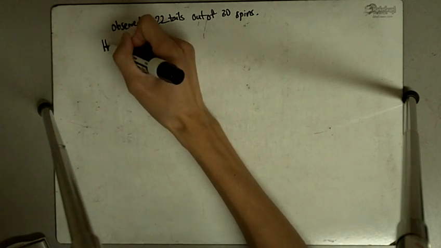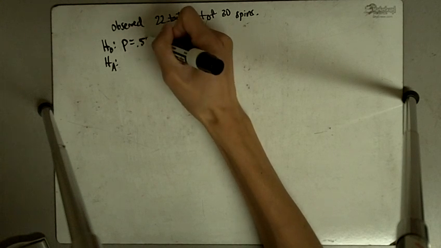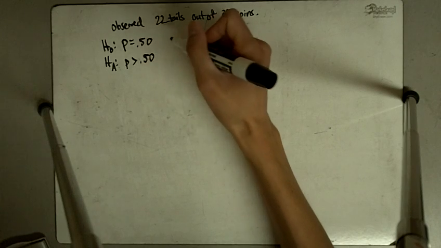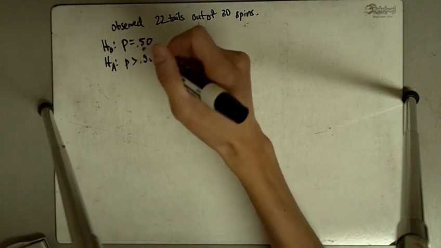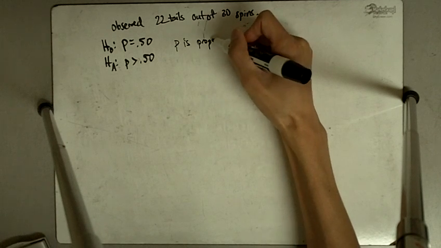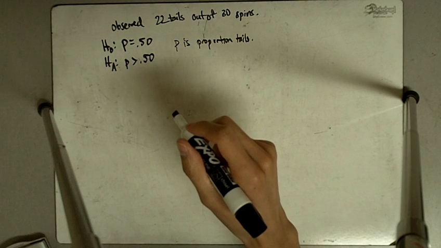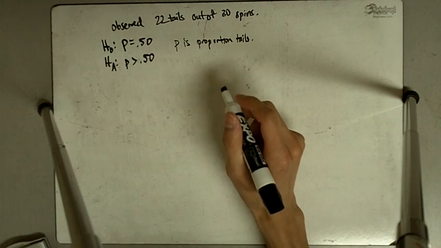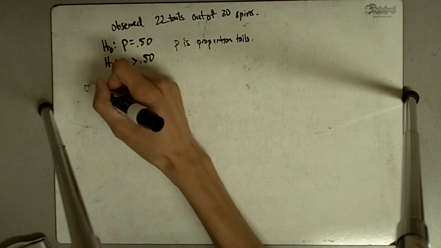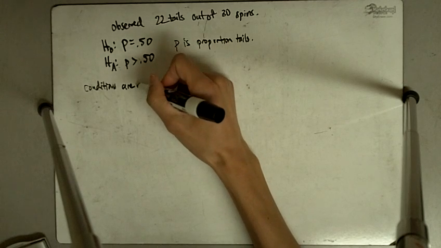Alright, so they've already done the null and alternative hypotheses for us, which is the proportion of tails that we get is equal to 0.50, versus the alternative, that the proportion of tails is more than 0.50. Okay, p is the proportion of tails. In part 2, they've checked the conditions, so conditions are met, or they've assumed that they are met.